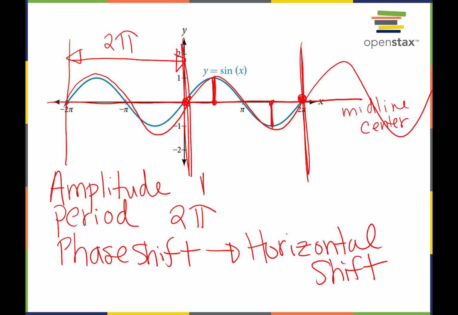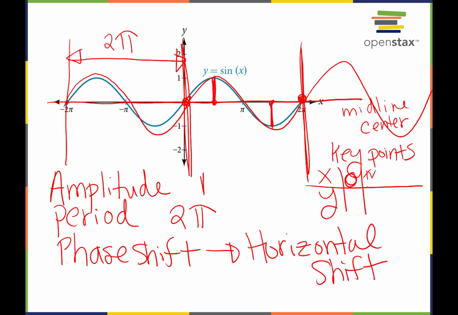Okay, now I also like to label what I call the key points. I have, for each mother function, for sine and cosine, key points. I have 0, then pi over 2, then pi, 3 pi over 2, and then 2 pi. These are what I like to call the 5 key points.